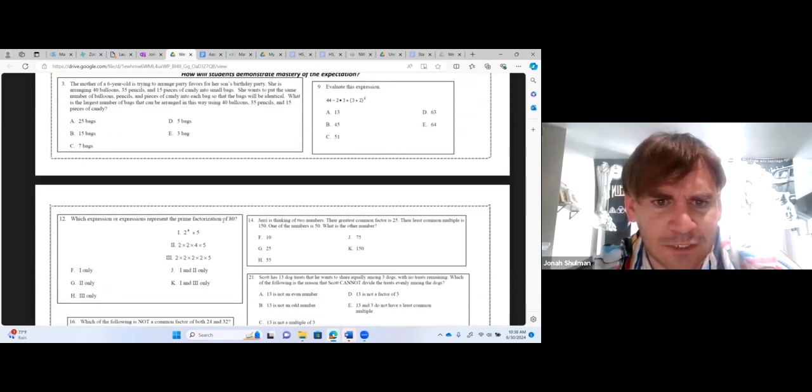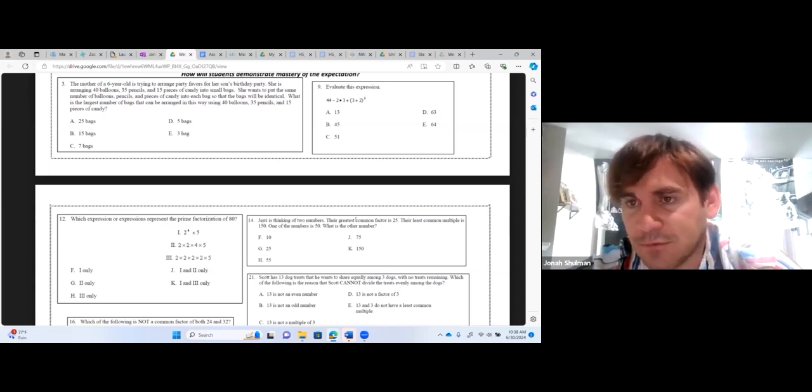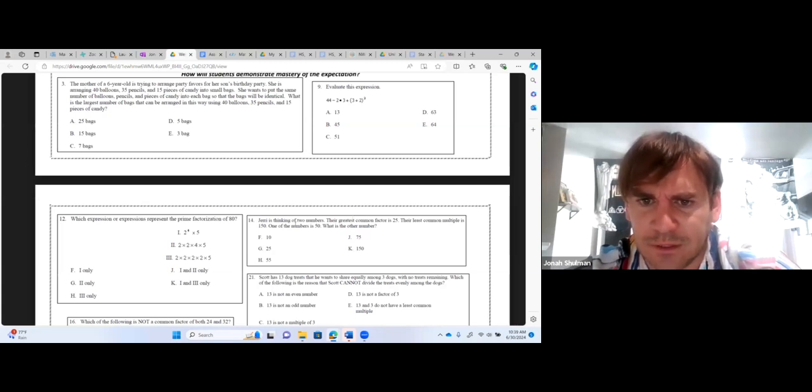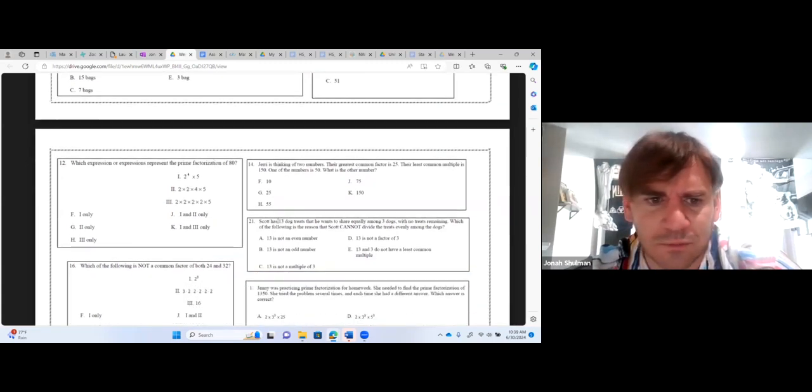Which one is the prime factorization of 80? Thinking of two numbers, the greatest common factor. So this is all stuff that we're going to cover in here. I like that there's lots of word problems in here.